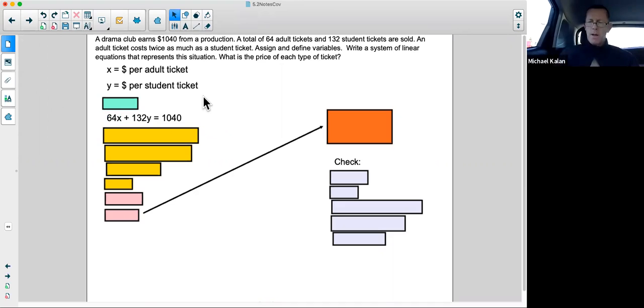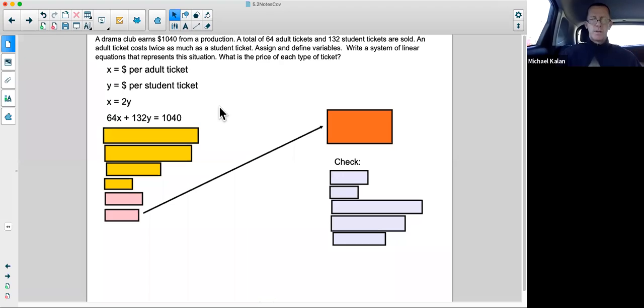Then the next sentence says an adult ticket costs twice as much as a student ticket. But remember, we're trying to balance it out. We're trying to make an equation. So think about it. We have the cost of an adult ticket up here. Down here is the student ticket. How do we balance them out? Well, one way would be to multiply the smaller number by 2 since it's half as much, right? So one way would be to multiply the price of the student ticket by 2. What's another way? Hopefully you said divide the bigger one by 2. So we could have had x over 2 or 0.5x equals y. Either way, it doesn't matter.